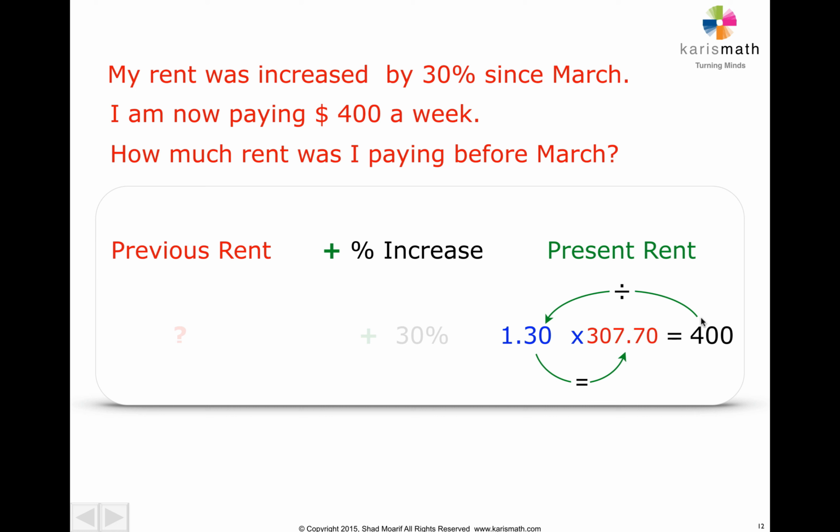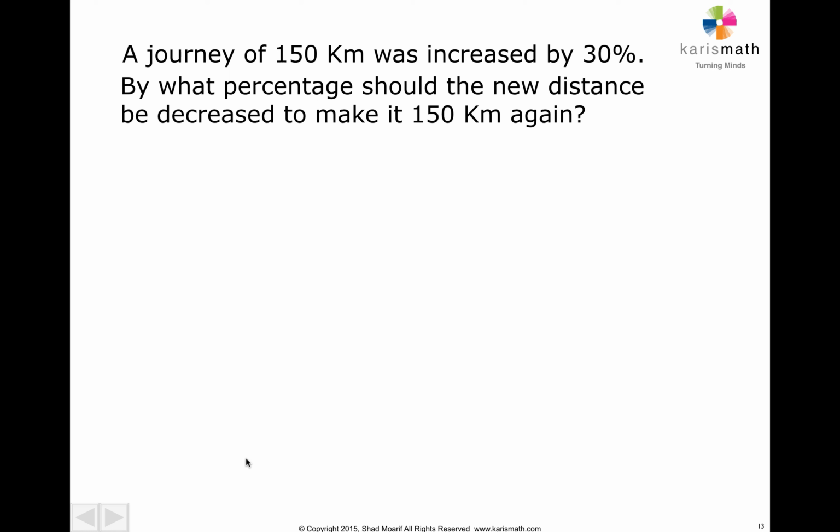307.7. So that must have been the previous rent, $307.70. There you go. And what about this one? A journey of 150 kilometers was increased by 30%.